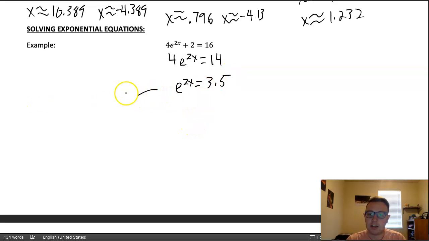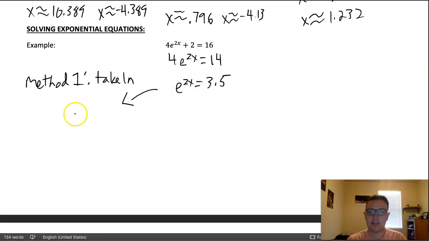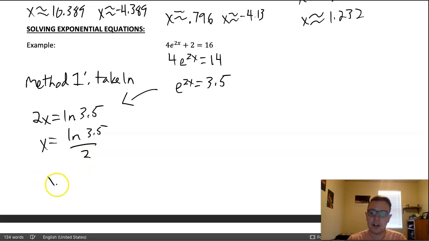So two different ways of doing this. The first method is going to be get rid of the e to the x by taking the ln. When we do that, we move the e over to the other side. We get 2x is equal to ln of 3.5. Right, we're taking the log base e of the other side to get our 2x down. That's going to give us x is going to be equal to the natural log of 3.5 over 2. Put that into your calculator, and that should come out to be approximately 0.626.